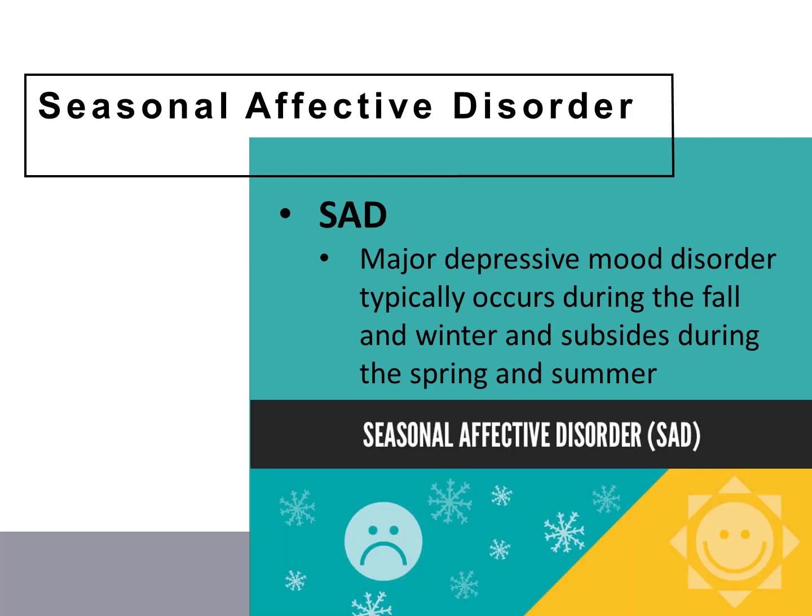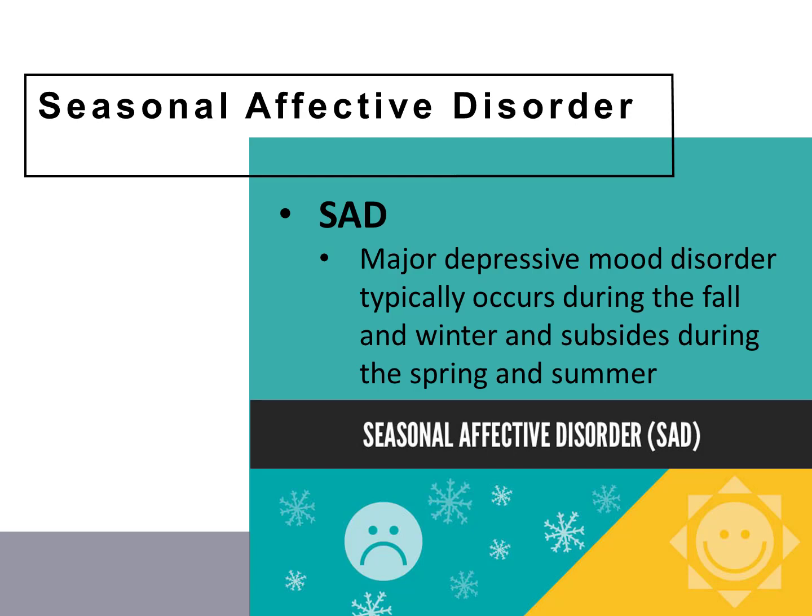So the next couple of disorders we're going to talk about, they're all part of the mood disorder family, and they're all a different variation of depression. The first one being seasonal affective disorder, or SAD. This is major depressive mood during the fall and winter months, that then goes away during the spring and summer.